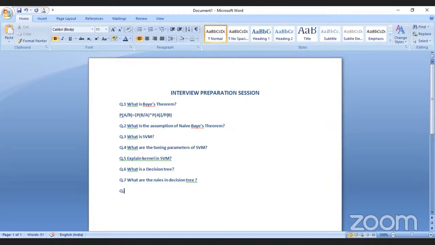What are the different types of nodes in a decision tree, and how are they selected?